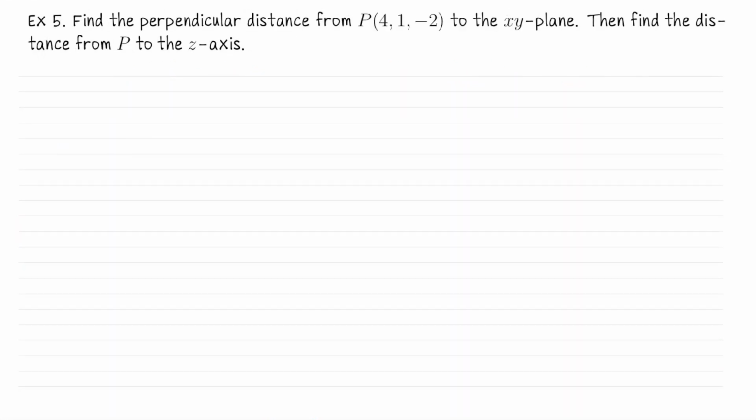Okay, last example in this lecture, let's find what's called the perpendicular distance, which you could actually just think of as the distance really, but here we're specifying what we're going to be looking for when we characterize how we measure distance in this example, from the point 4, 1, negative 2 to the xy plane. So that's going to be the distance from a point to a plane. Then we want to find the distance from the point to a line, in particular to the z-axis.